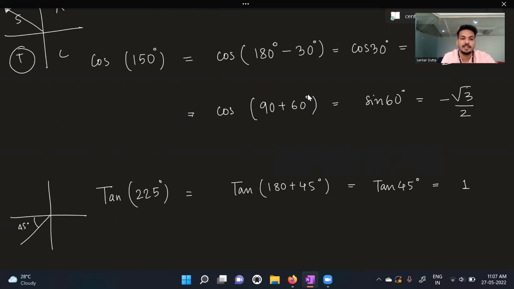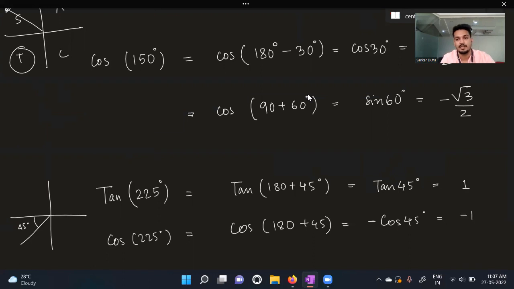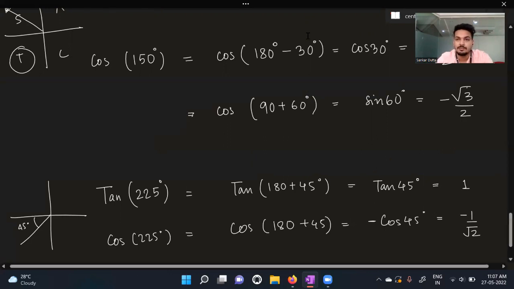So in case I was finding out cos 225, and I write cos of 180 plus 45, this would become cos 45 with a minus sign, because in the third quadrant, only tangents are positive. Cos and sine, if you are trying to find out for the same angle, this will become minus, right? So this is minus 1 by root 2 in this case. Okay. So let's continue.